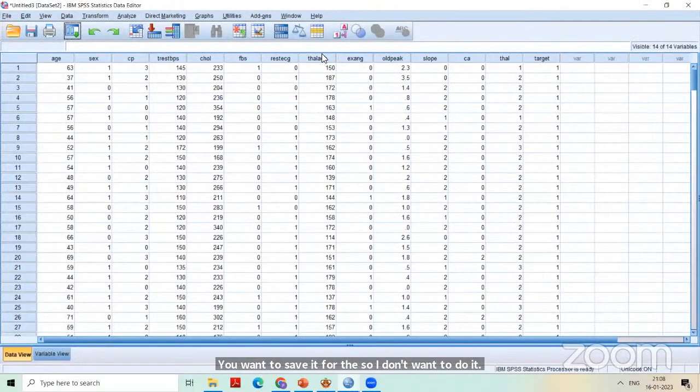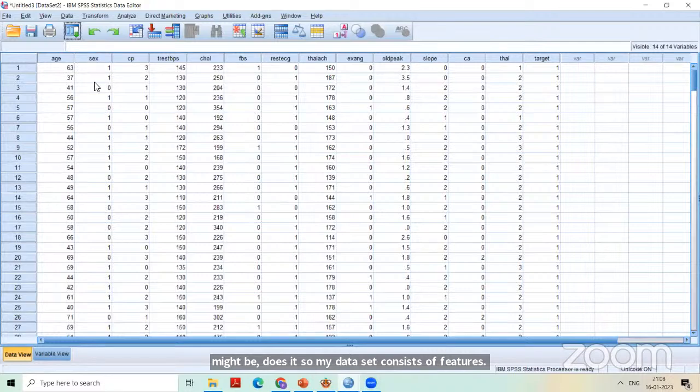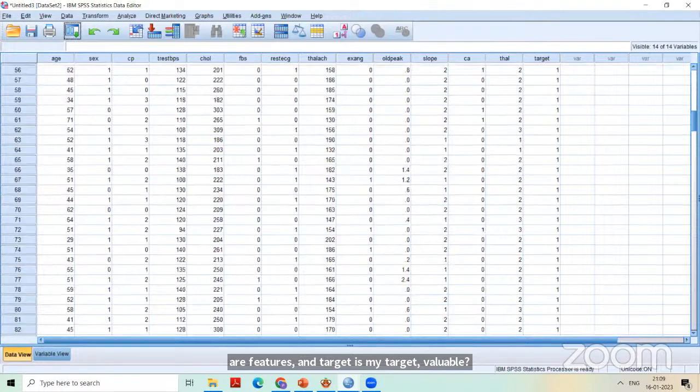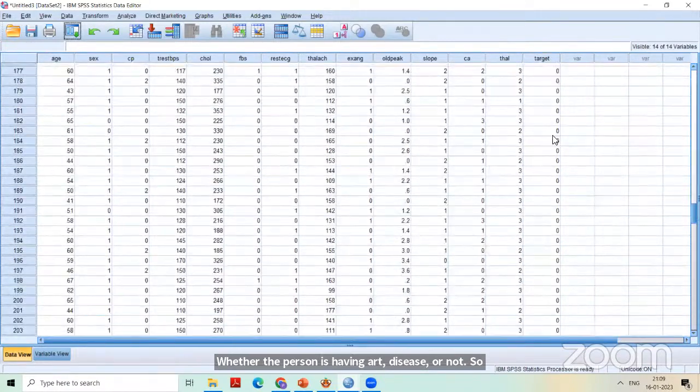So this is my data set. My data set consists of features, these are X, X1, X2, X3: age of the patient, sex of the patient, male or female. Then CP is some medical analysis they are doing. Then trestbps, then cholesterol value, then FBS, rest ECG. These are all the features, and target is my target variable, whether the person is having heart disease or not. 1 is having heart disease and 0 is not having heart disease.